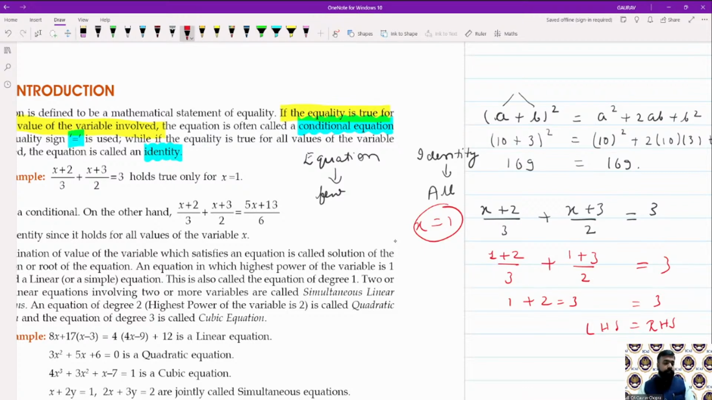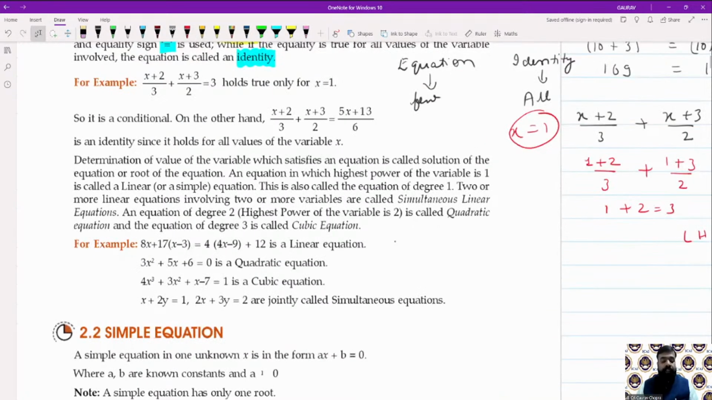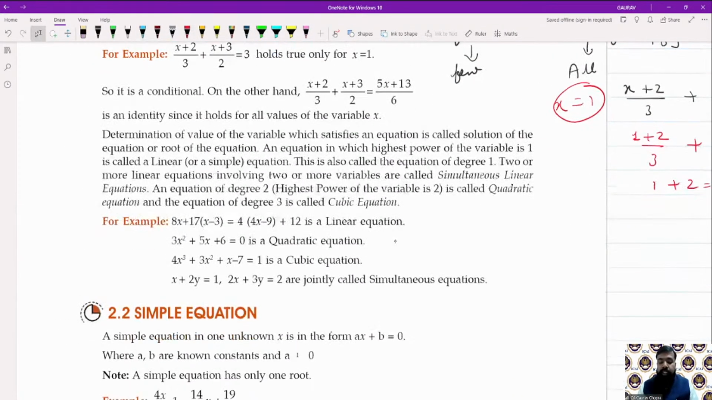All right. So this was the basic concept. Now comes the degree of equation. What is the degree of equation? Degree means power. Power of which thing do we have to check? Power of the variable. So whenever an equation is given to us, we will check the highest power of the given variable, and that will become the degree.